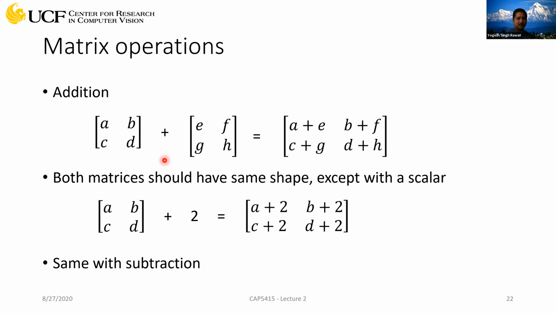Okay, now let's talk about the operations which can be performed on matrices. So addition, that's trivial. If you're adding 2 different matrices, you just sum the corresponding values which are at the same location. And one requirement for this is that the shape of the matrices should be the same. If it's not the same, then you will not be able to pair these values.